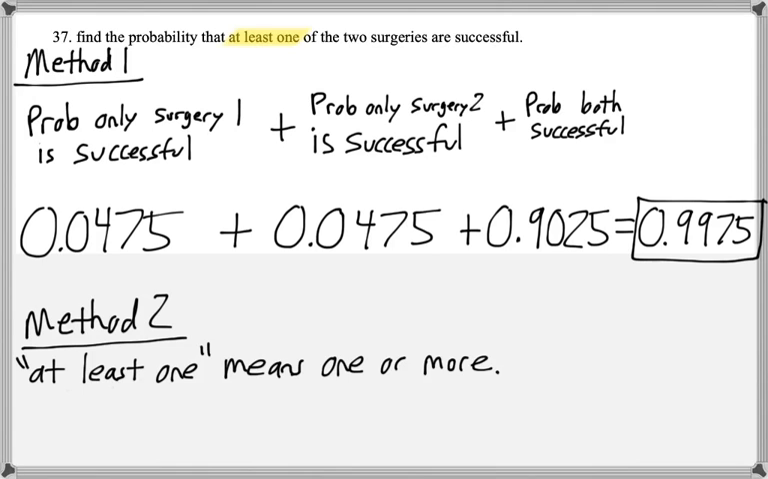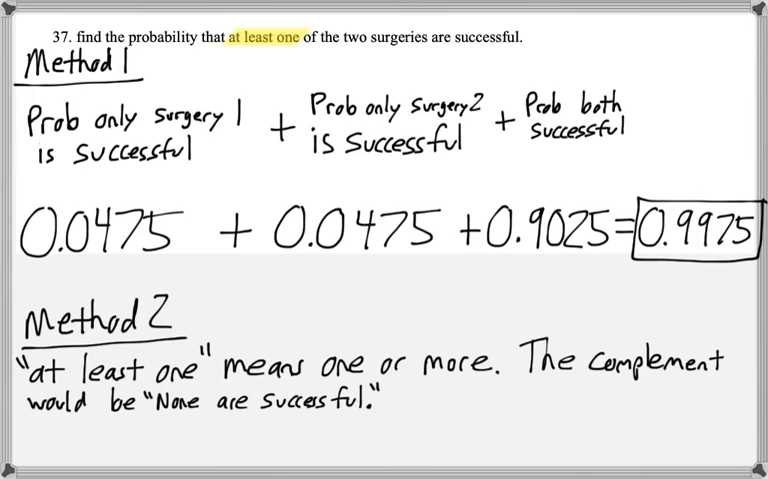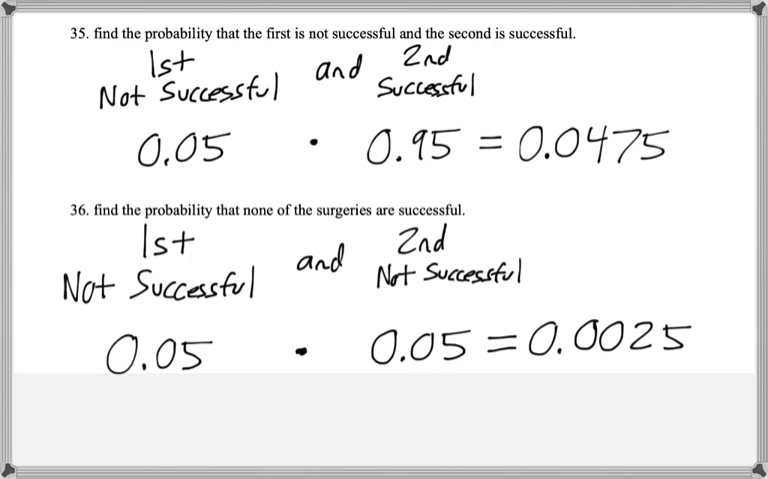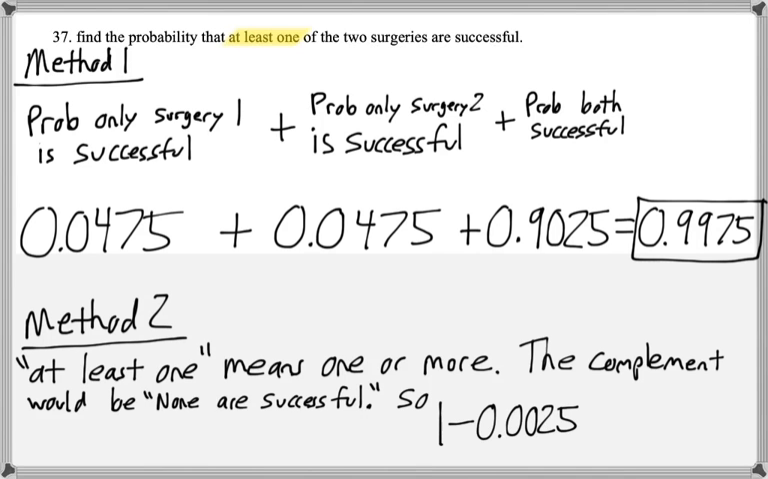So the phrase "at least one" means one or more. So the complement would be none are successful. So if you took 1 minus 0.0025, which is what we calculated to be the probability of none of them being successful, then you will get 0.9975, which is the same thing.